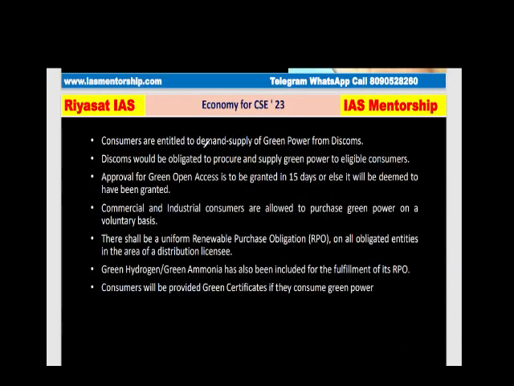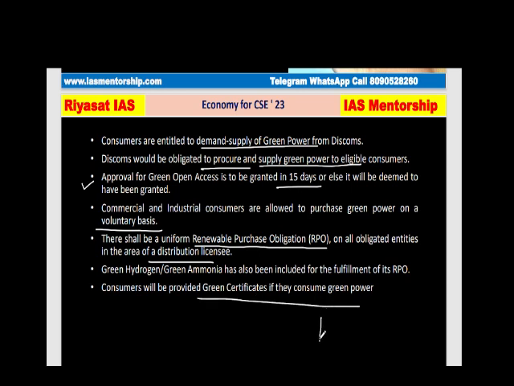Basically, they are entitled to demand supply of green power from DISCOMs, and DISCOMs will have the responsibility to procure and supply green power to eligible consumers. Approval will be done in 15 days. Else, if it is not done in 15 days, then approval will be automatically deemed granted. Basically, it is done on a voluntary basis. There shall be a uniform renewable purchase obligation on all obligated entities in the area of the distribution license. Okay, fine. Consumers will be provided green certificates if they consume green power.